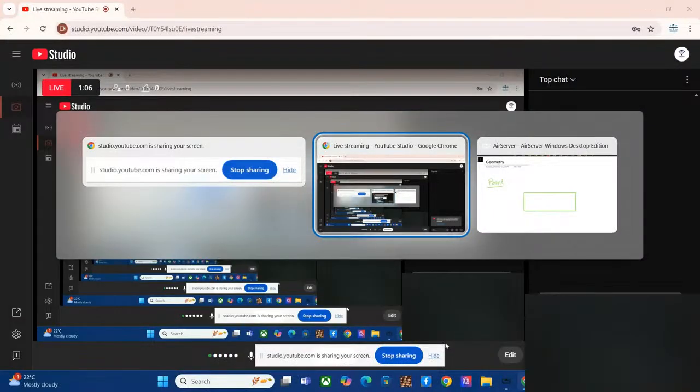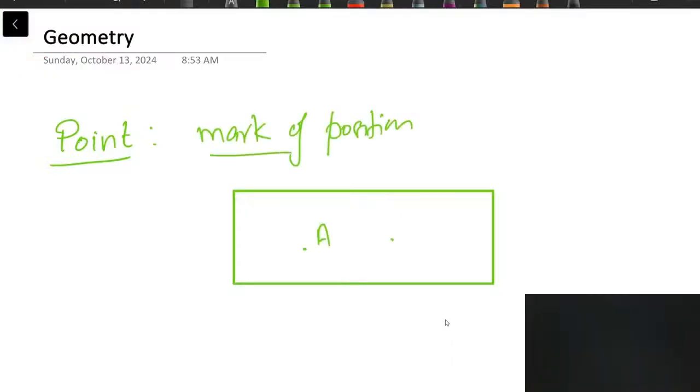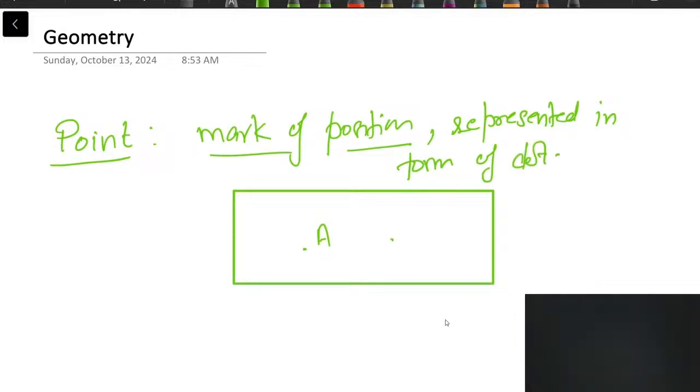A mark of position represented in the form of a dot. So like this is point B, here I have C, this is D, and this is E. The dot that we represent is known as a point.